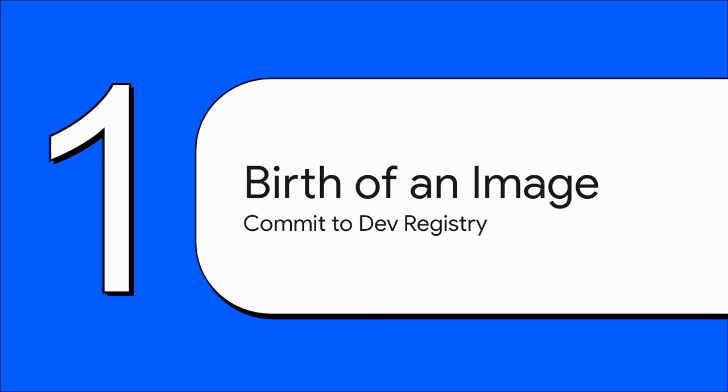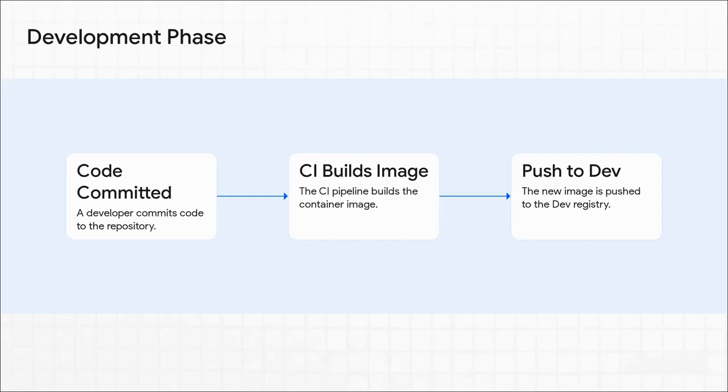Okay, so to really get this, let's follow the journey of one single image and see how this all works in practice. It all starts right here at the very beginning, the birth of the image, from a simple code commit to its first home in the development registry. This first part is all about speed, pure automation. A developer commits their code. Immediately, the continuous integration pipeline kicks in, builds the container image from the Dockerfile, and just like that, boom, the brand new image is pushed to your dev registry. This is the raw material for everything that comes next.